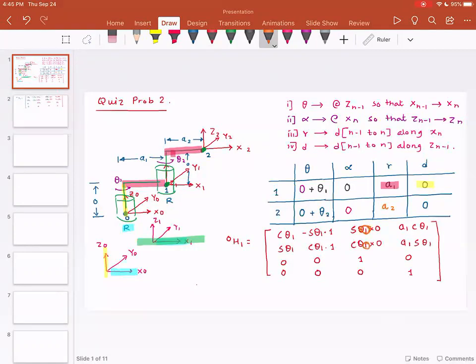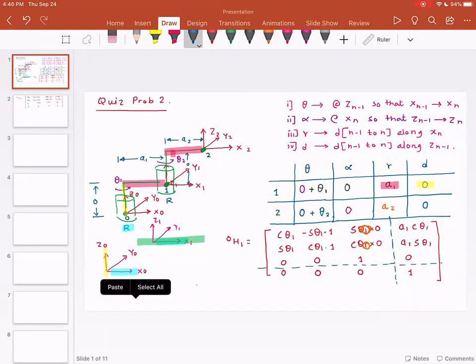This term is 0. And this matrix, the first 3 by 3 matrix, is nothing but the rotation matrix, and the last column is nothing but the displacement vector. And I want you to take a moment to see if this equation corresponds to the same equation that we would derive using our regular technique.